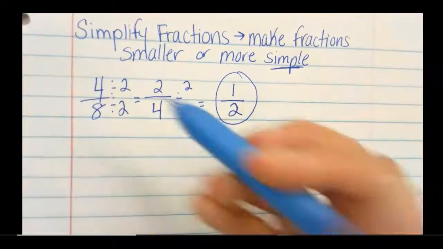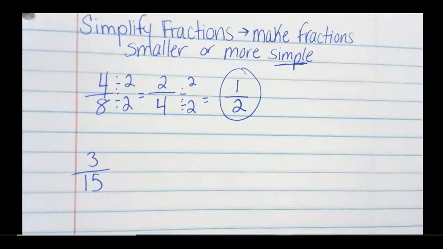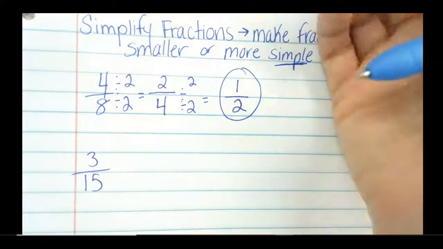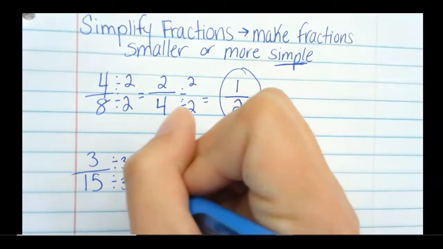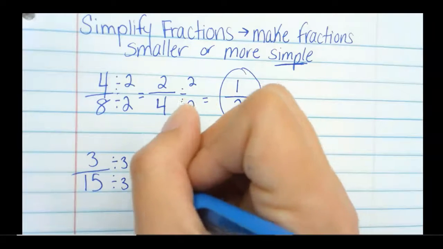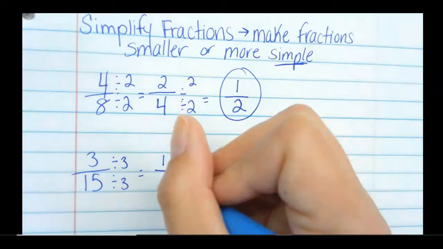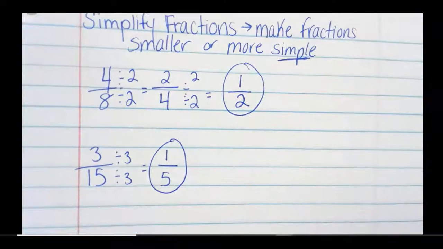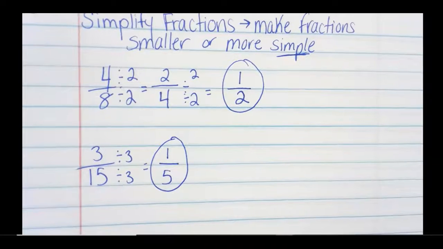We'll do some more practice. What if I had 3/15? 3 and 15 are both multiples of what number? 3, right? So I can divide this by 3 and divide this by 3. When you're simplifying, you have to be able to divide them both by the same number. So 3 divided by 3 is 1, good. And 15 divided by 3 is 5. So this is our most simple fraction, or our simplified fraction, 1/5.